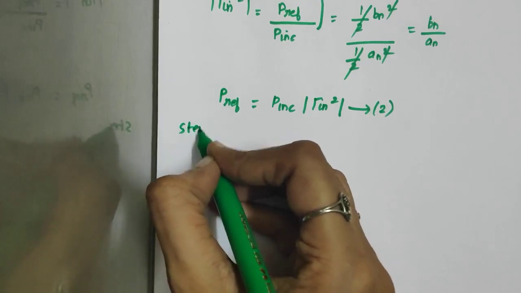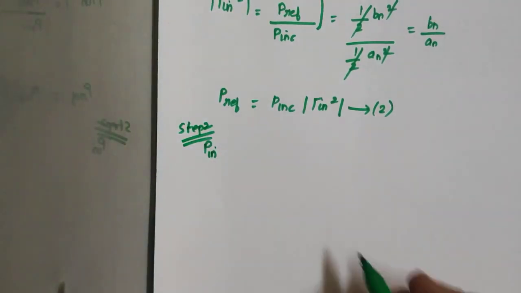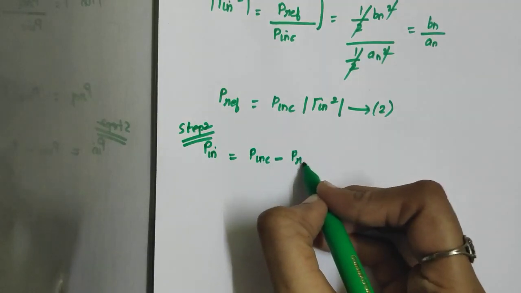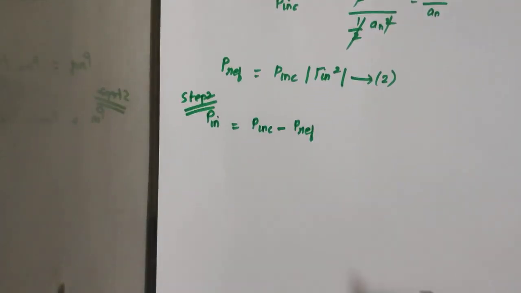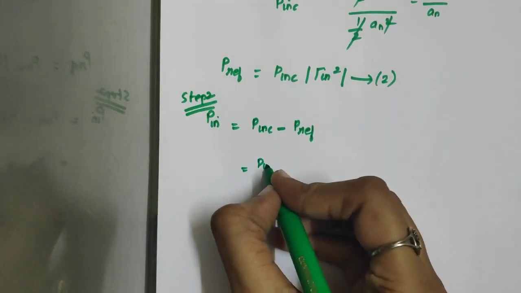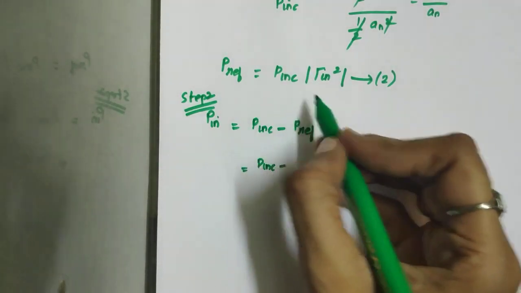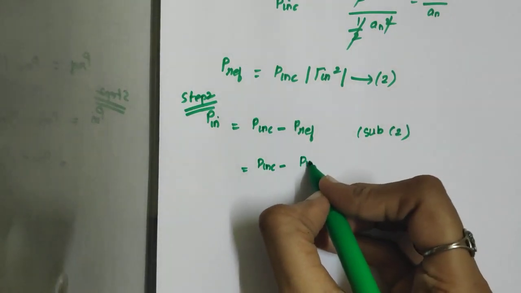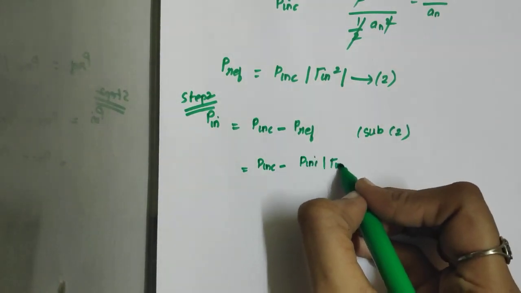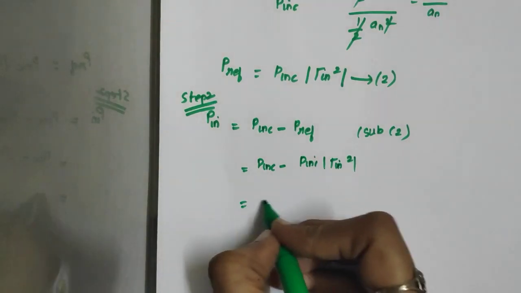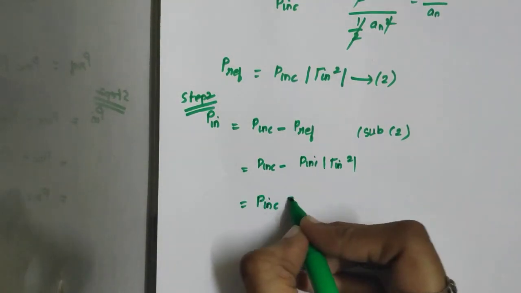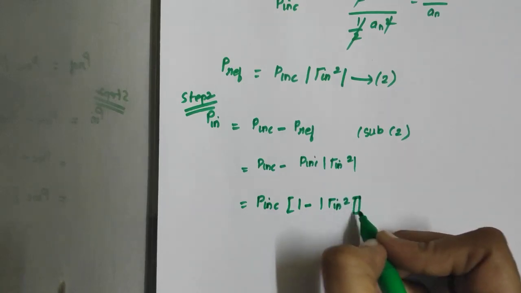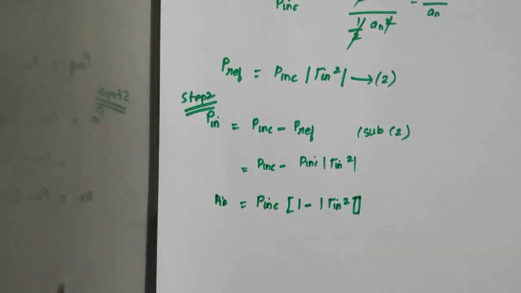So this is our step 2. I'm going to calculate what is the input power. So the input power is the incident power minus the reflected power. So this is equal to incident power. What is reflected power? We'll substitute equation 2. So this becomes P incident into mod of tau n square. So we'll take P incident commonly outside. So this is 1 minus mod of tau n square. This is your input power.